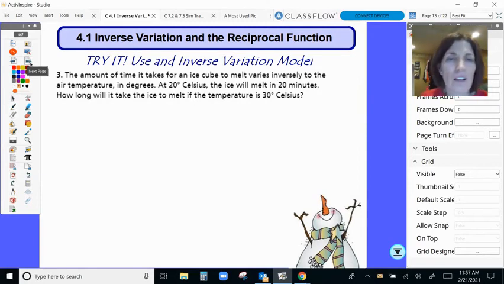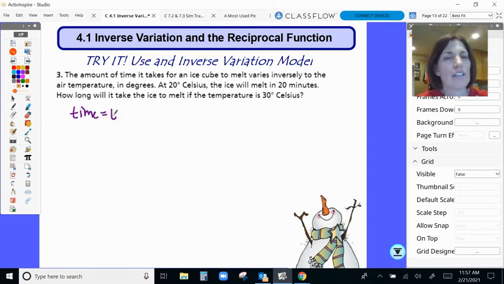Okay. So amount of time it takes an ice cube to melt varies inversely, that means multiplication, to the air temperature in degrees. So at 20 degrees Celsius, the ice cube will melt in 20 minutes. How long will it take the ice cube to melt if the temperature is 30 degrees Celsius? So I'm going to let time equal T, excuse me, and the air temperature, I'm just going to call it A. Okay, so you know that T times A is going to be my K.